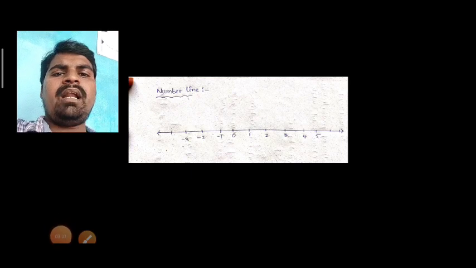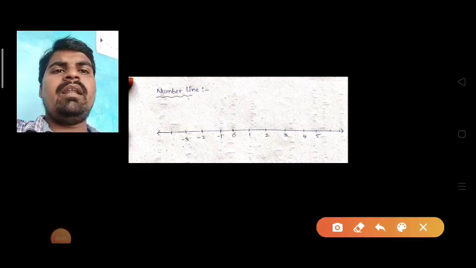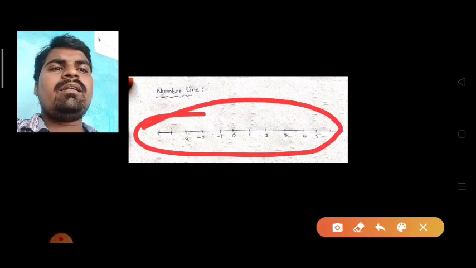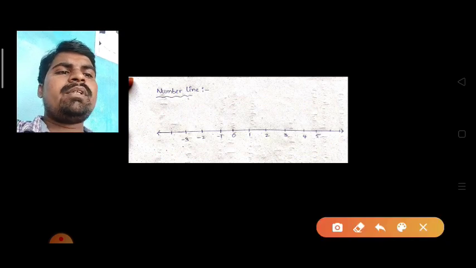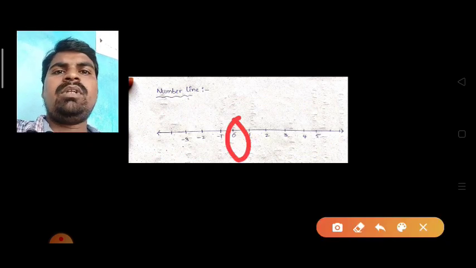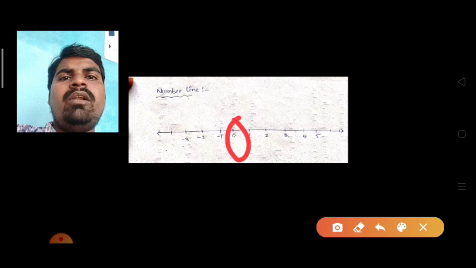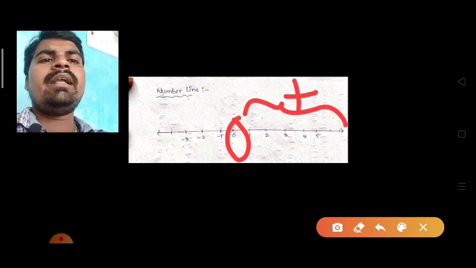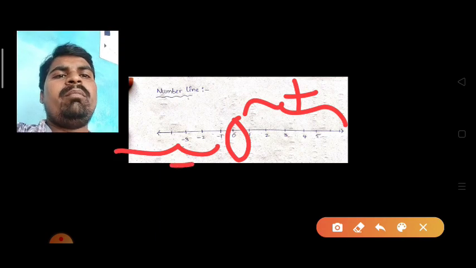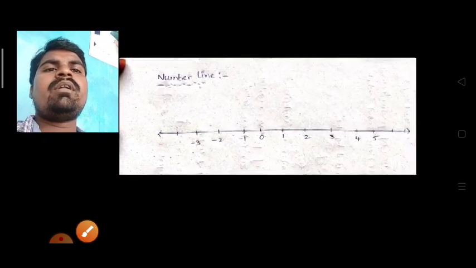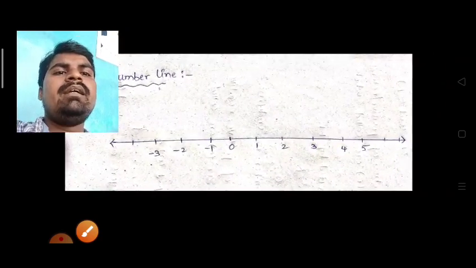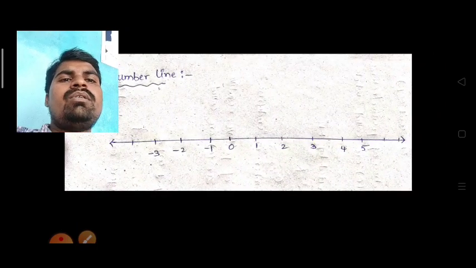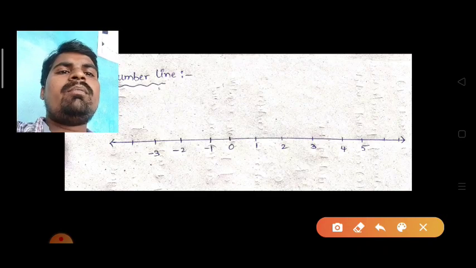Here I am explaining the number line. What is a number line? You know this is the number line. First of all, we write 0 in the middle of the number line. On the right side we mention positive numbers and on the left side negative numbers. So you observe carefully, the number line has positive and negative numbers along with 0.